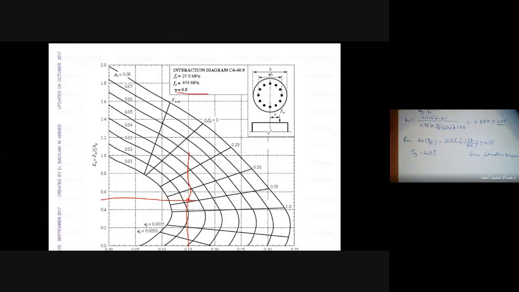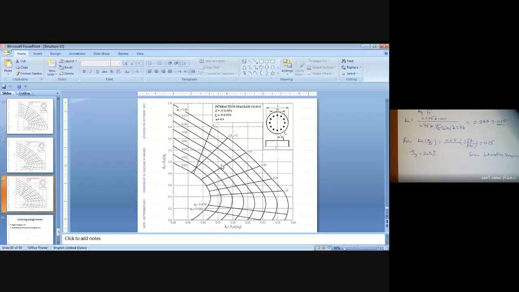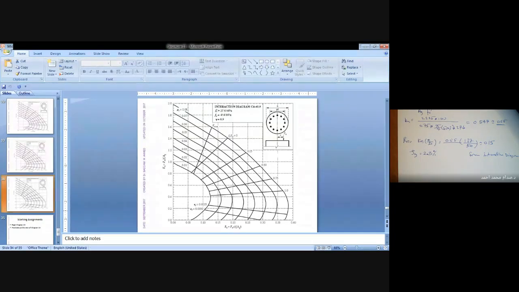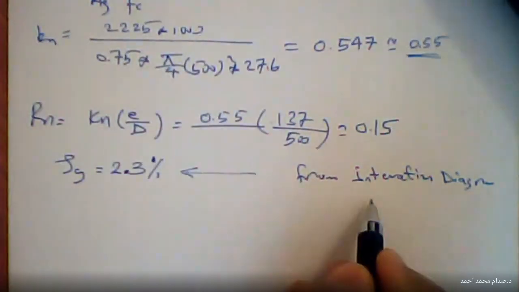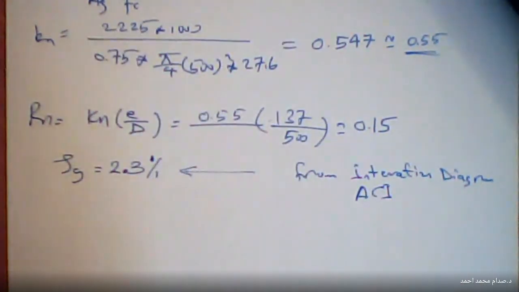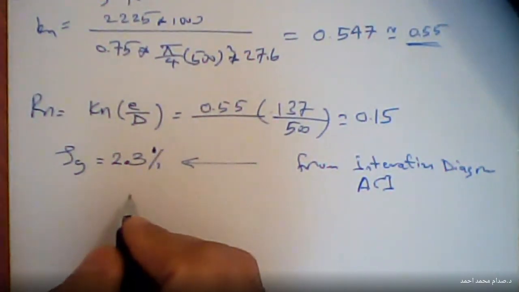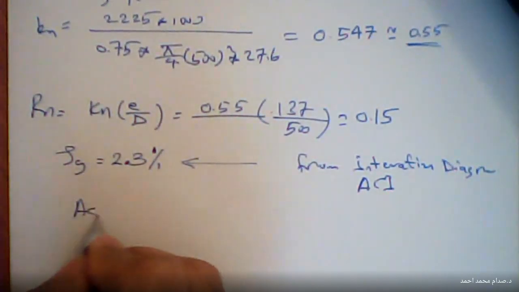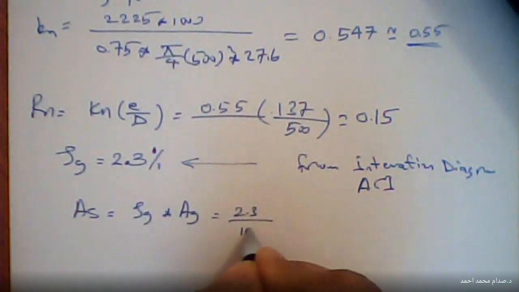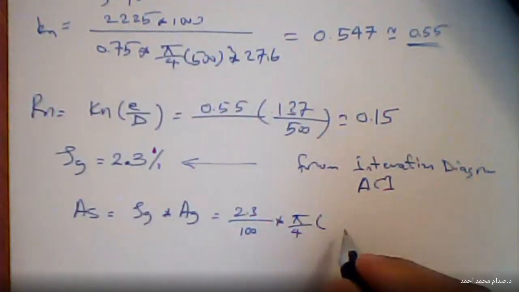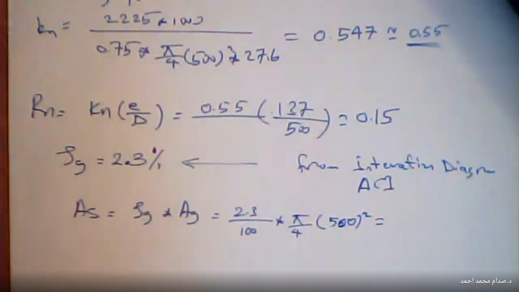Is it okay for everybody? So I'm just going to finish it off. How much do we get? We get 2.3% from the interaction diagram of the ACI code, right? So next we are going to go for the reinforcement area. As is equal to rho g into Ag. So 2.3 divided by 100, multiplied by pi over 4 into D squared, where D is 500. How much will this give us for the reinforcement?